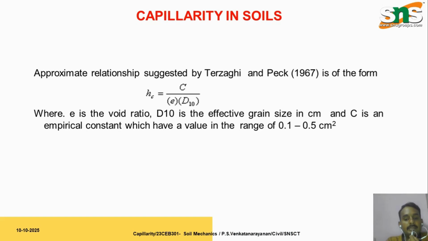The capillary rise can be calculated with the help of an expression suggested by Terzaghi and Peck in 1967, where Hc is equal to C divided by e into D10. Here e is the void ratio of the soil, that is the ratio between the volume of voids to the volume of solids present in the soil, D10 is the effective grain size of the soil in centimeters, and C is an empirical constant with a value ranging between 0.1 to 0.5 centimeter square, which is known as Darcy's constant.